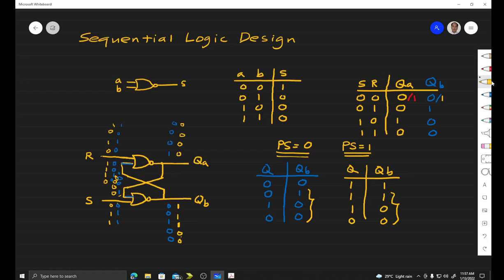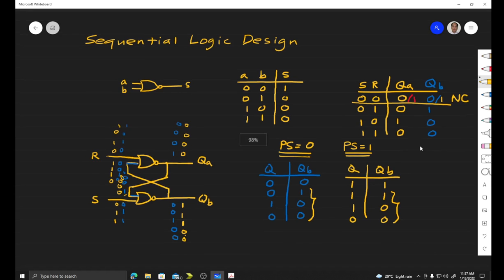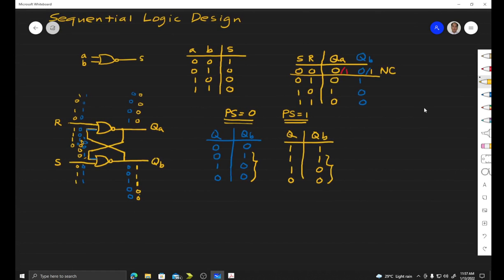So therefore, we can say that at this input, S equals 0, R equals 0, there is no change. So therefore, using an SR latch, we generate this table. Okay? So SR input 0, 0, no change, 0, 1, 0, 1. Then SR input 0, 1 gives us QA 0, QB is 1. For input 1, 0, that gives us 1, 0. Then if both inputs are 1, that gives us 0, 0.